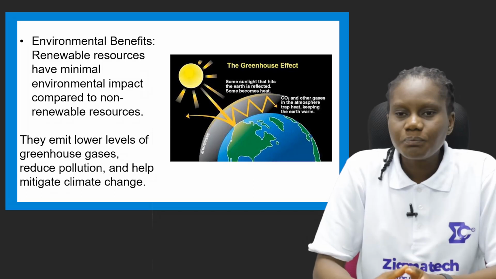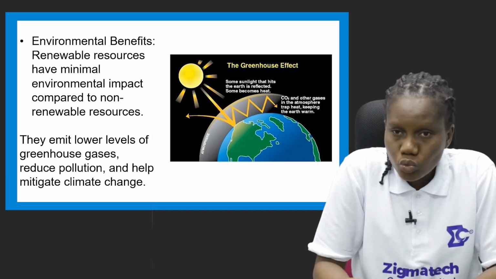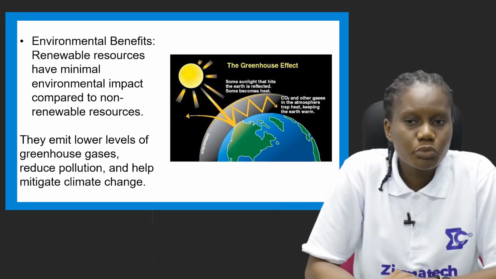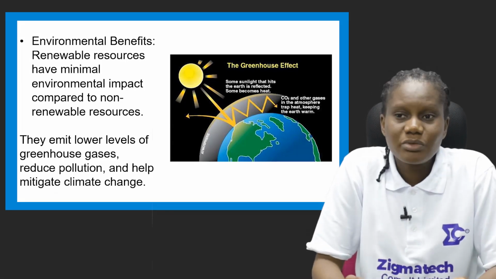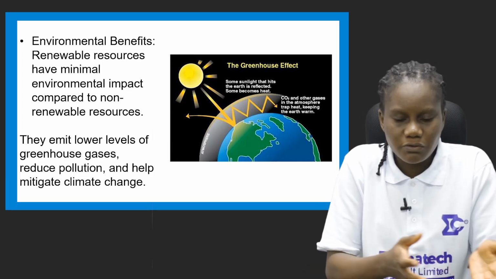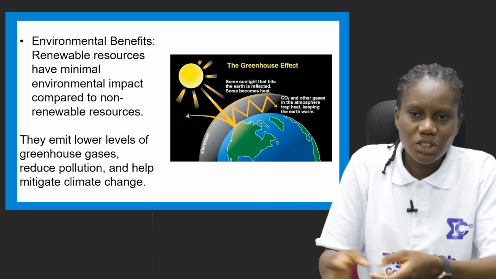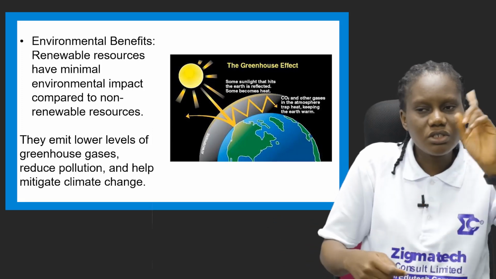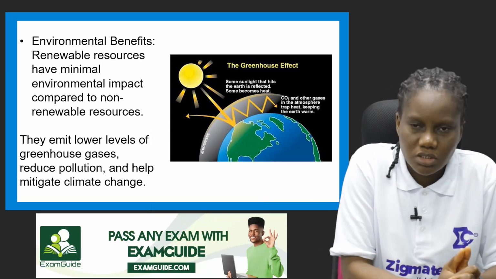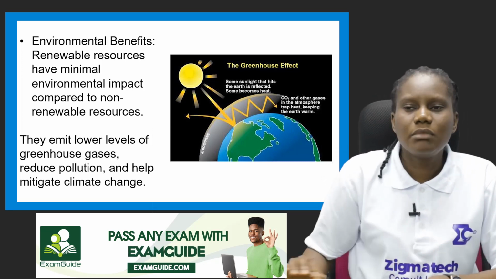effect on our environment. So our renewable resources emit little or lower levels of these greenhouse gases, and they reduce pollution. For sunlight, for example, there is no pollution coming from it. Unlike fossil fuel, when you burn it in form of petroleum and others, you know that when a car is moving, it is generating smoke. Smoke is coming out and going into the sky and causing so much pollution. But our renewable resources reduce pollution and help mitigate climate change.